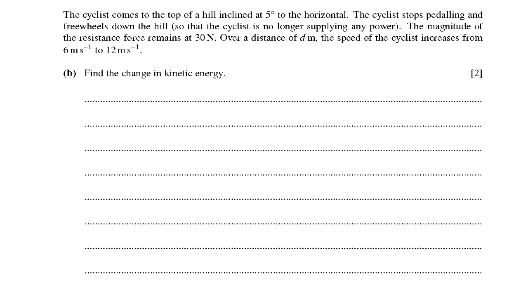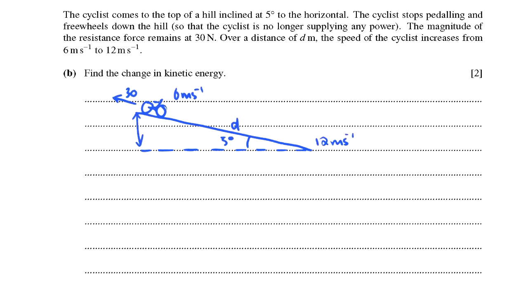The cyclist comes to the top of a hill inclined at 5 degrees to the horizontal. The cyclist stops pedaling and freewheels down the hill. There's no more driving force, so the cyclist is no longer supplying any power. Okay. The magnitude of the resistance remains at 30 newtons. And over a distance of d, the speed of the cyclist increases from 6 to 12 meters per second.